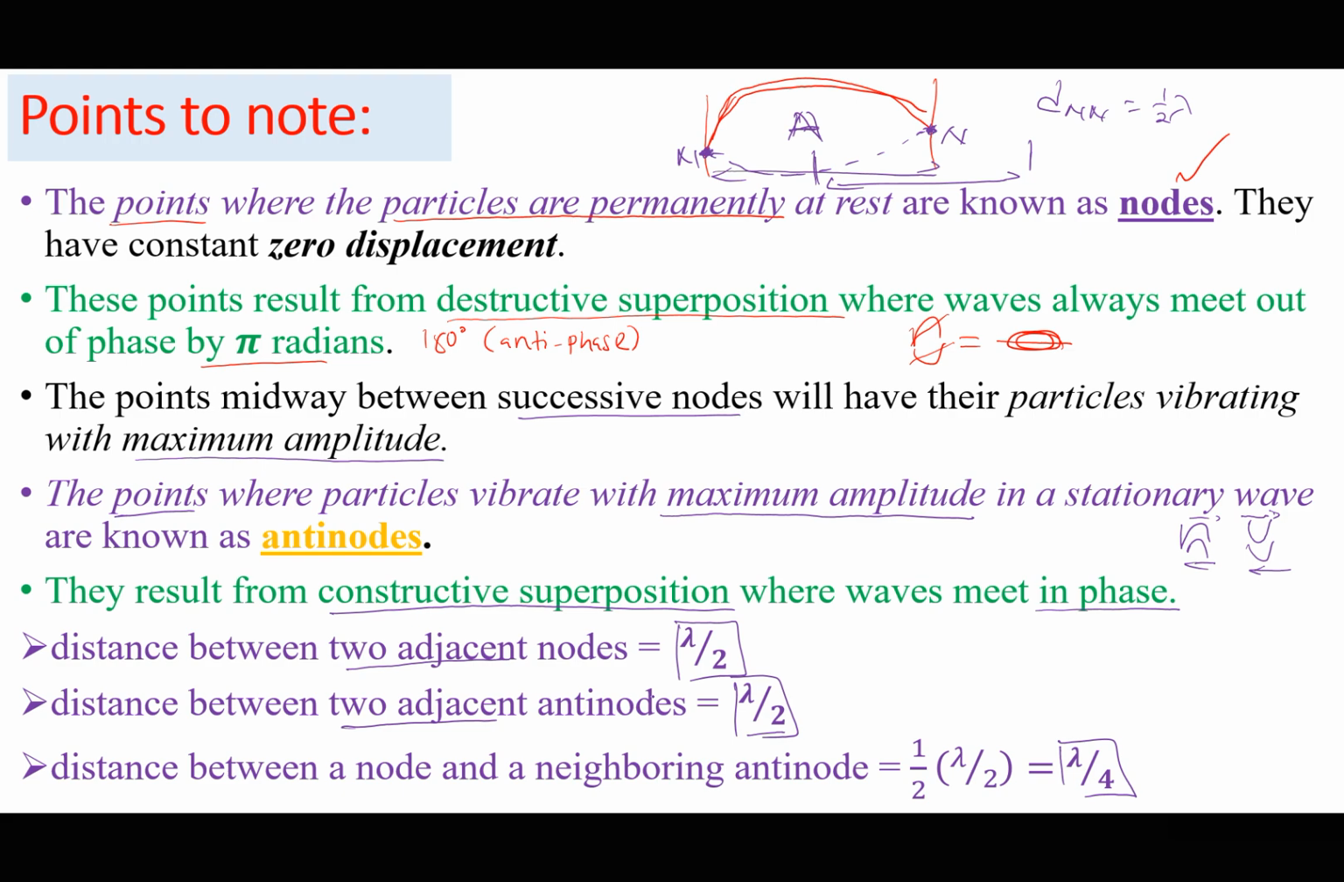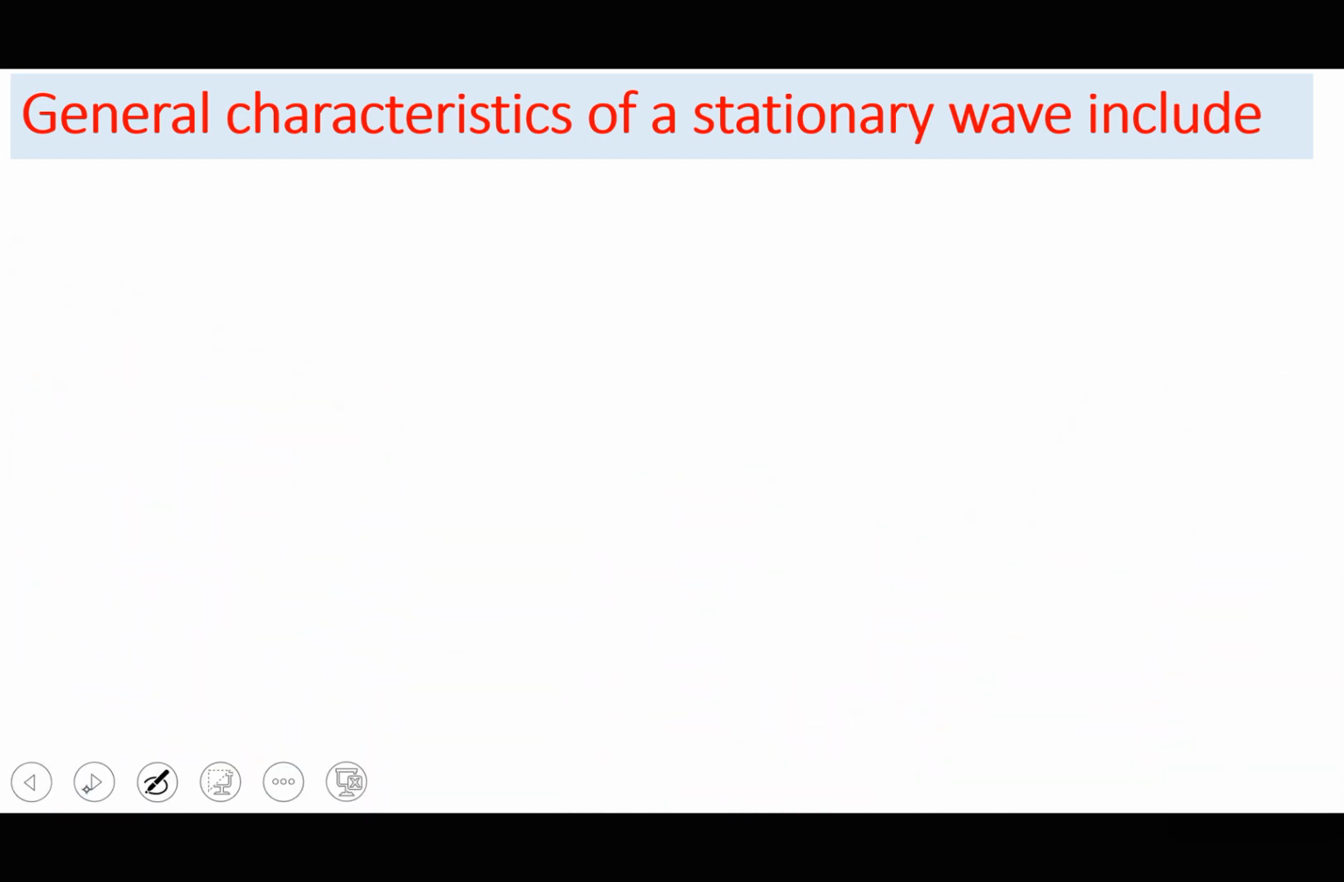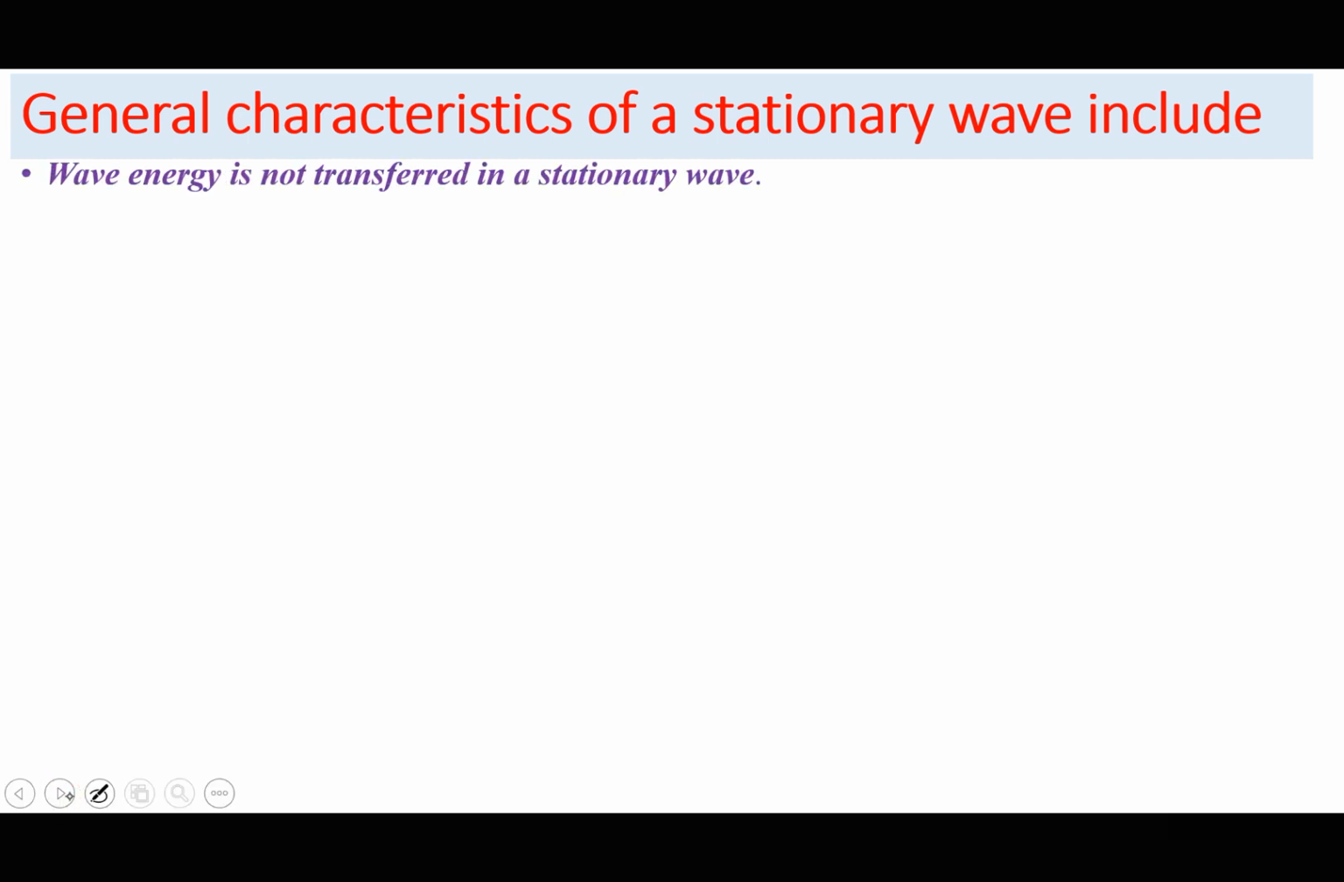Okay, so what are therefore the general characteristics of a stationary wave? Let's sum up the general characteristics of a stationary wave. In comparison to a progressive wave, we know that a stationary wave does not transfer energy. So for a stationary wave, no energy is transferred. But of course, we saw for a progressive wave, energy was transferred.